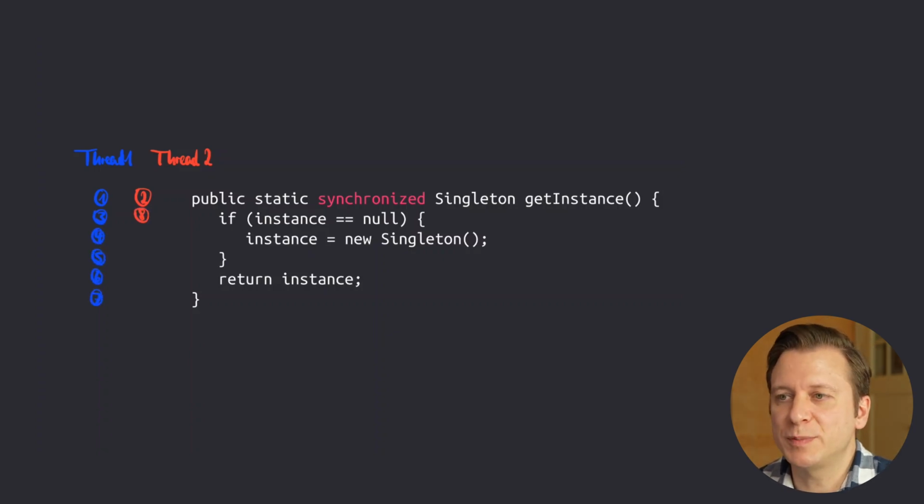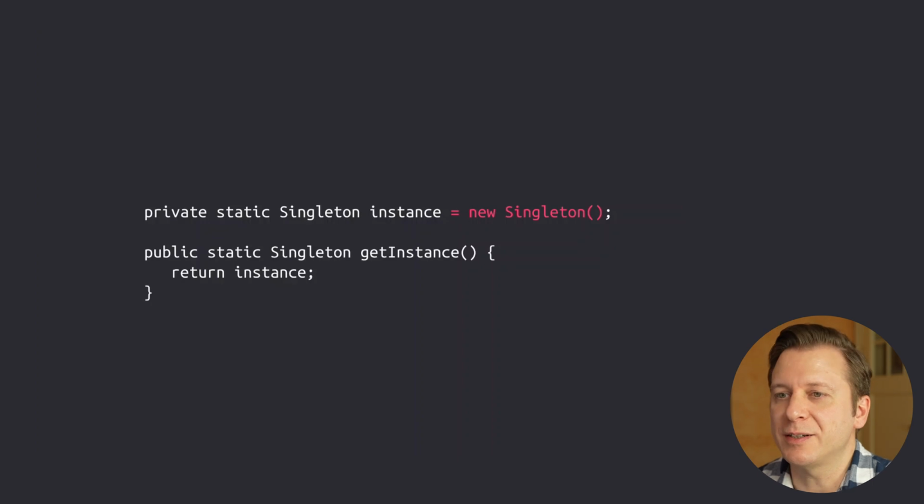A solution to that could be changing from lazy to eager initialization. What this means is that we create our instance directly in the static instance variable. This also means that we do not need the overhead for checking whether the instance exists or not in the getInstance method. But with this approach, there's also a problem. The instance creation is done even if the instance is not needed.